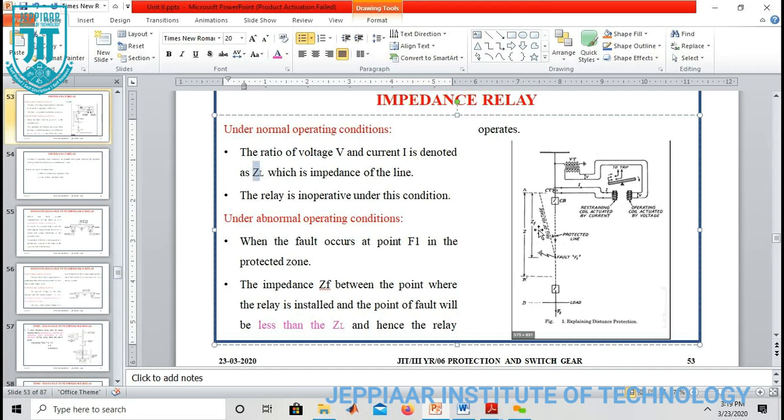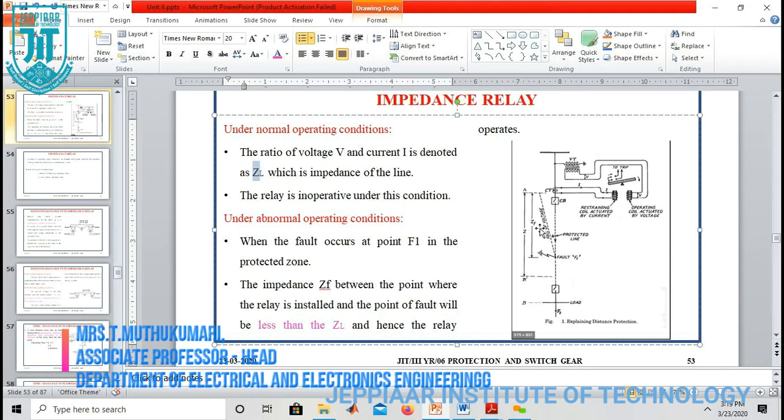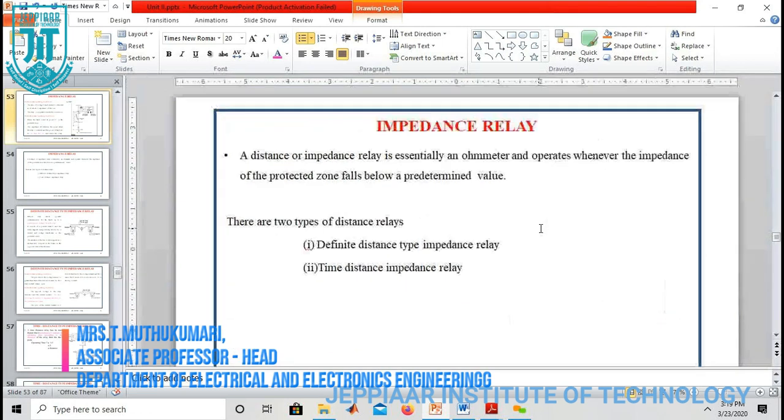So under abnormal condition, that impedance value is nothing but ZF. In your diagram, F1 denotes the fault position, and if you calculate at this point, you get ZF as the impedance value. That value is less than ZL, so in this case the relay will operate. In the diagram, ZL is the impedance of the line and ZF is the impedance during fault condition.